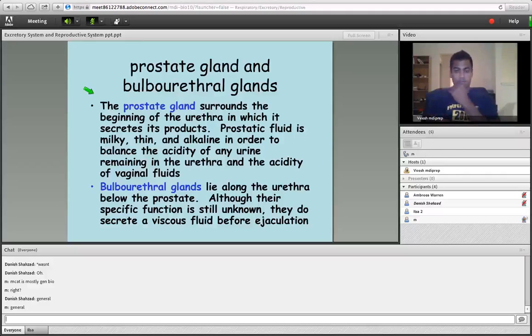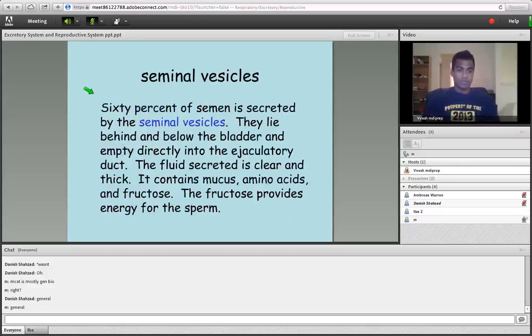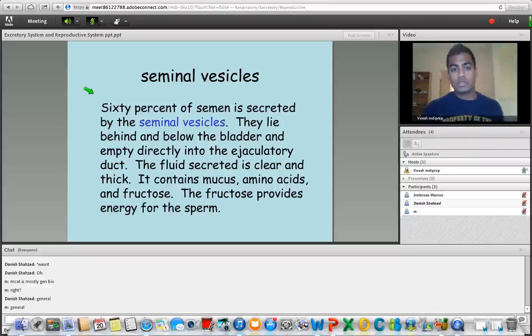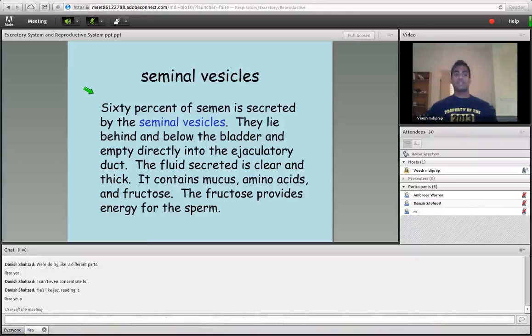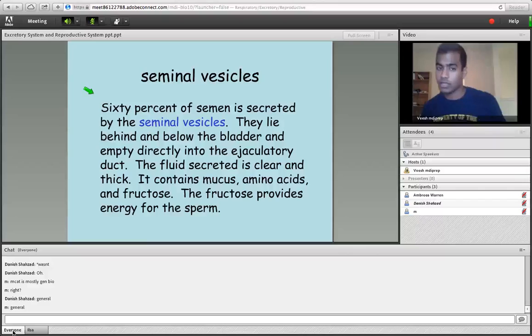So the fructose goes into the sperm cell membrane and makes it go. The fructose is going to be in the actual semen, and it's going to eventually be transported into the cell membrane and then used for energy. Yeah, that's correct, by the sperm.